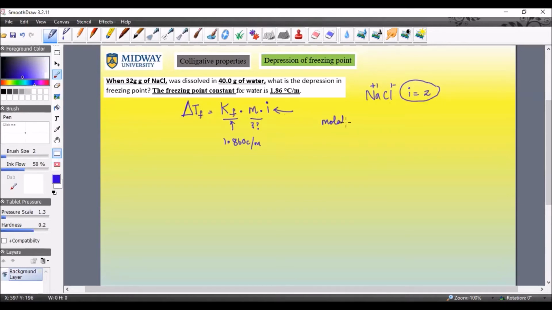So molality of sodium chloride equals moles of solute over kilogram of solvent, right? This is pretty straightforward. We do have to find the molar mass of sodium chloride, which happens to be 58 grams over mole. So that means it's 32 grams over 1, 58 grams over 1 mole. So that would be 32 over 58, which is 0.552 moles.